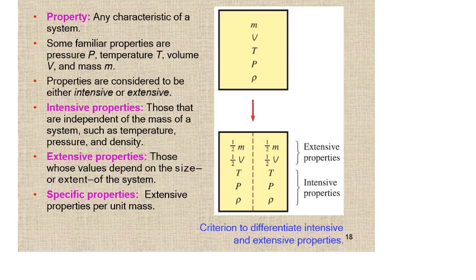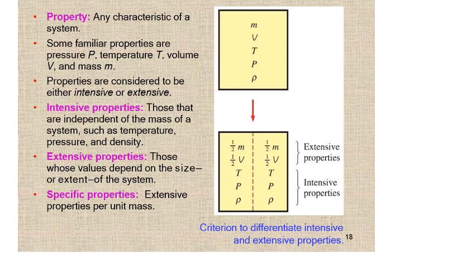In order to define your system, you need some properties, and properties are characteristics of a system. Some familiar properties are pressure, temperature, volume, and mass. And here we have intensive and extensive properties along with specific properties. Intensive properties are those properties which are independent of mass, such as temperature, pressure, and density. And extensive properties are those which are dependent on mass. And what are specific properties? Specific properties are extensive properties divided by mass.